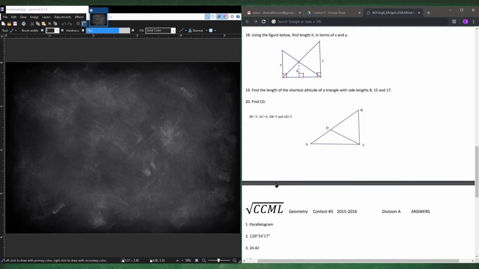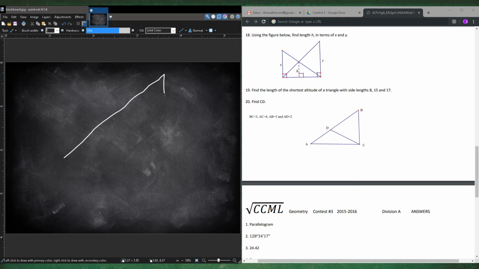Number 20, find CD. Okay, let's draw this picture again. BC is equal to 3. AC is equal to 4. And AB is equal to 5. And AD is equal to 2. Since this is 2 and this entire thing is 5, this is equal to 3. Since this is a 3, 4, 5, we know this is a right triangle.